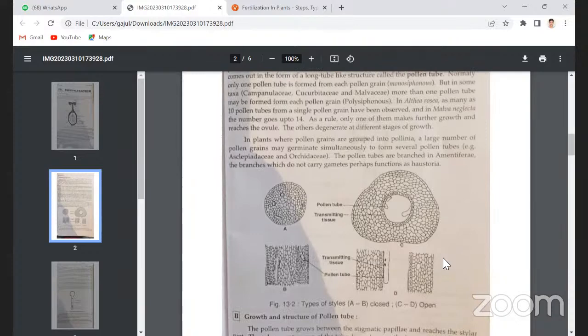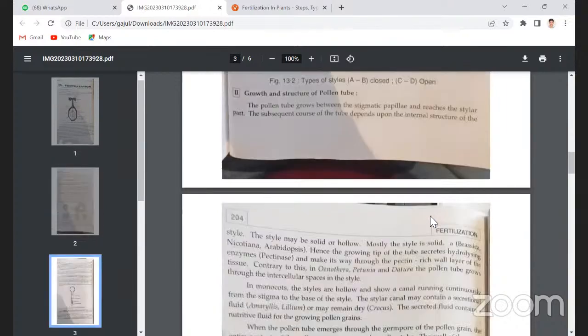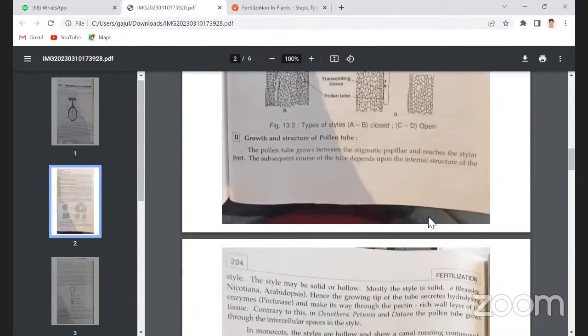So there are two types of styles. One is closed, A and B are the closed type, and C and D are the open type styles. And next, growth and structure of pollen tube. How the growth develops and the structure of the pollen tube.